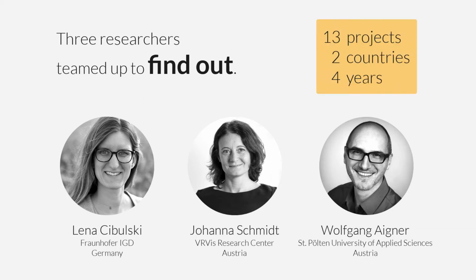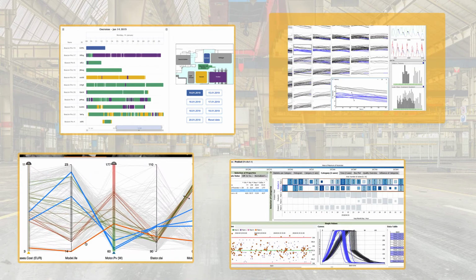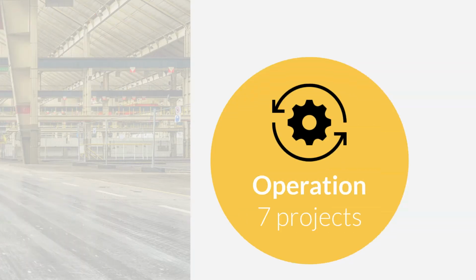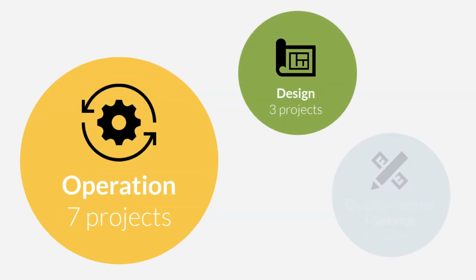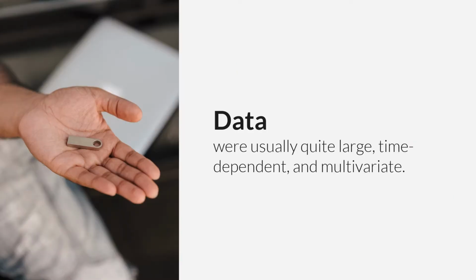We analyzed 13 projects from 2 different countries, which were conducted within the last 4 years. The projects stem from different industry disciplines like electric motor design, plastic packaging, and warehousing. The majority of projects relate to the operation phase and focus on the manufacturing process itself. The data provided by industry partners mostly came in the form of hundreds to millions of simulation runs or sensor recordings. Spatial data were less common.